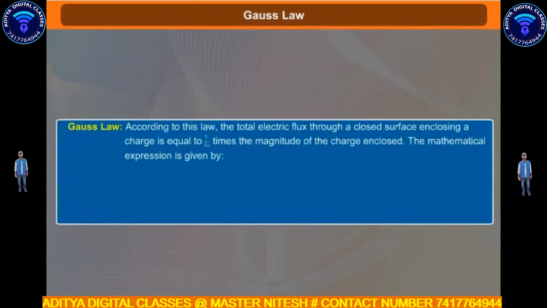Gauss' law. According to this law, the total electric flux through a closed surface enclosing a charge is equal to 1 by epsilon naught times the magnitude of the charge enclosed. The mathematical expression is given by phi is equal to Q by epsilon naught, where Q is charge. Epsilon naught is absolute permittivity.